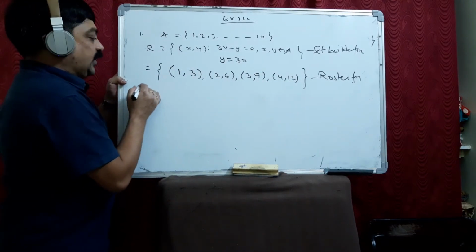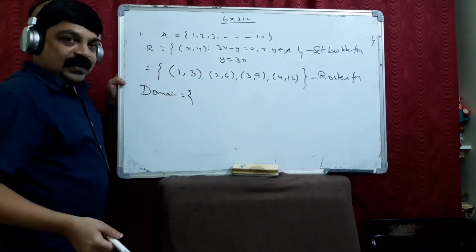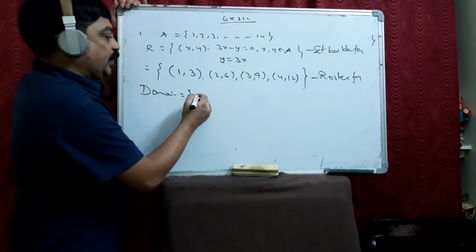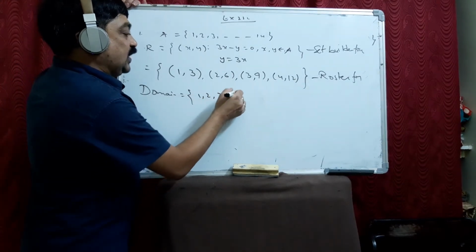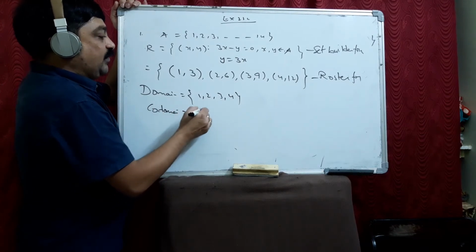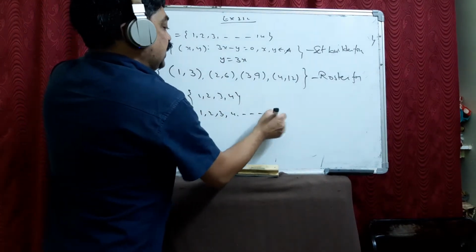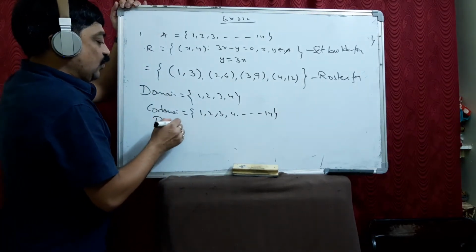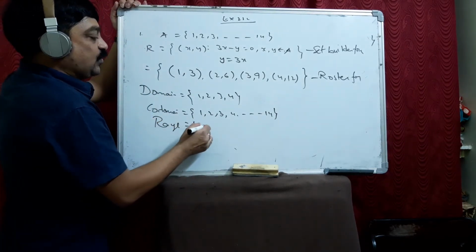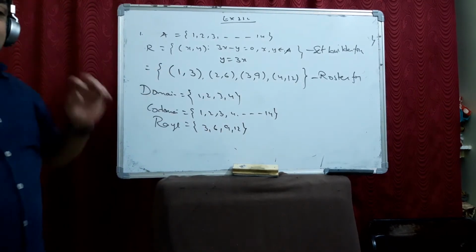Now, what is the domain here? Domain is the elements from the set A that have participated. What have participated here? 1, 2, 3, 4. Codomain will be all the elements of B. Here B is also A, so it is till 14. What is range? Range is the set of elements in B that have participated. Okay?